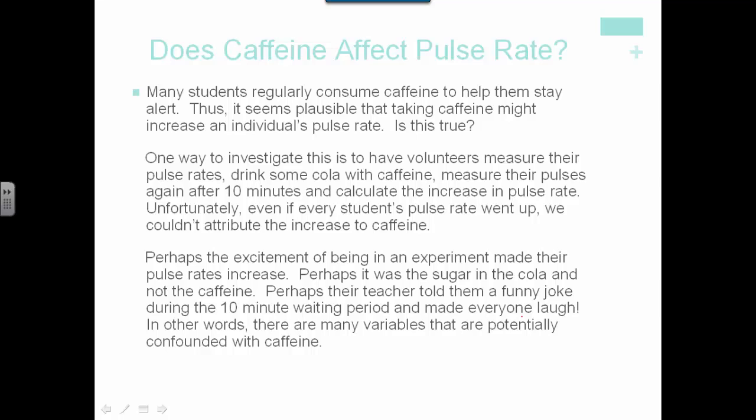Unfortunately, even if every student's pulse rate went up, we couldn't attribute the increase to caffeine. So perhaps it was sugar in the cola or some other reason why this occurred. So these are just some examples that there are many variables that are potentially confounding when we use caffeine, for example, in our study.